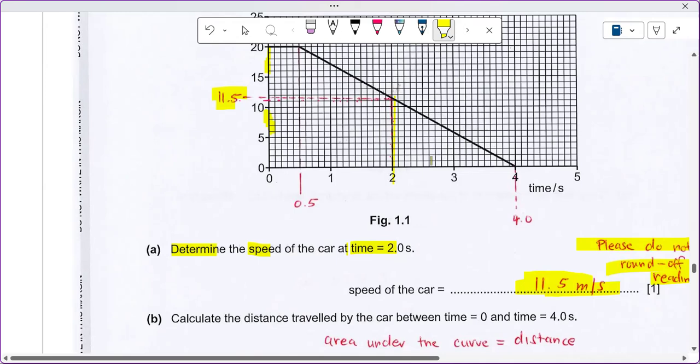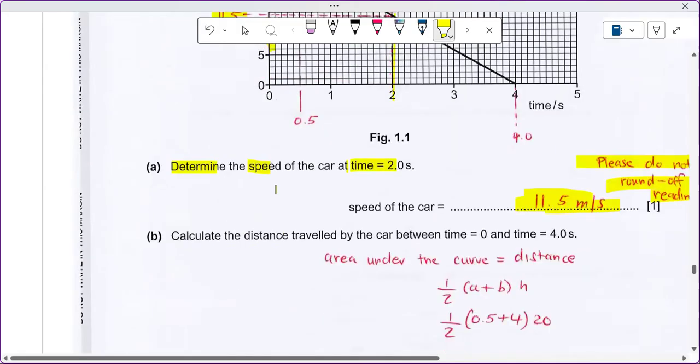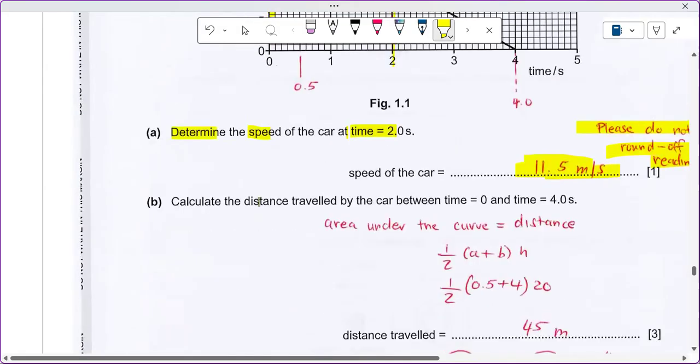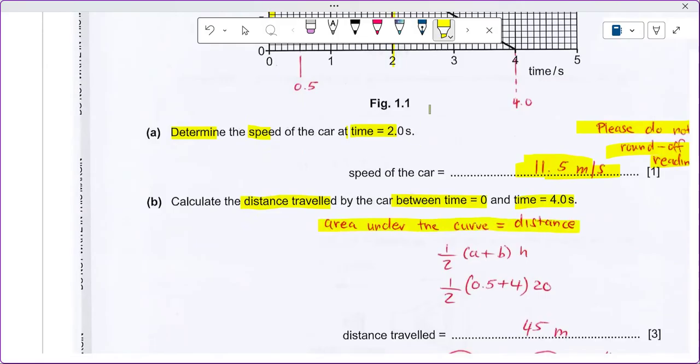All right. Then you proceed to, again, calculate. Here they are telling you to calculate the distance traveled by the car between time t0 and time t4 seconds. How do you do this? Again, it's distance under a speed time graph. So you need to show area under the curve equals the distance. Area under the curve equals the distance. So this gives you 1 mark already.